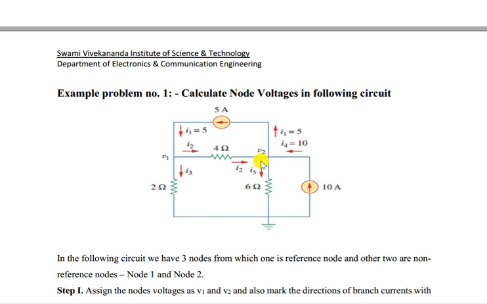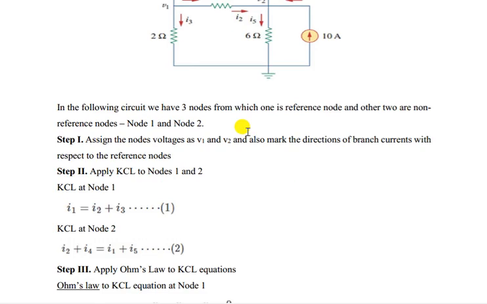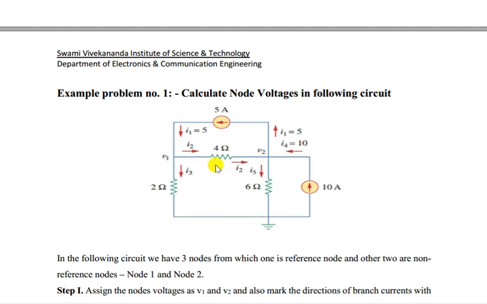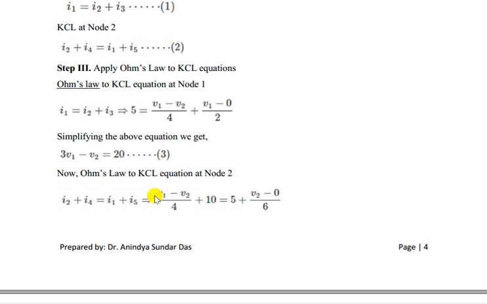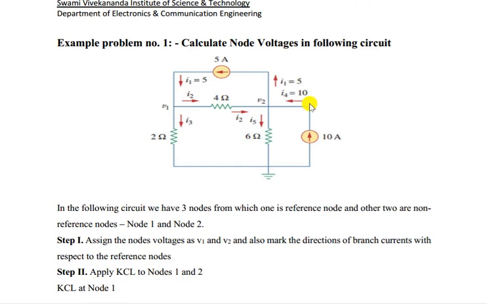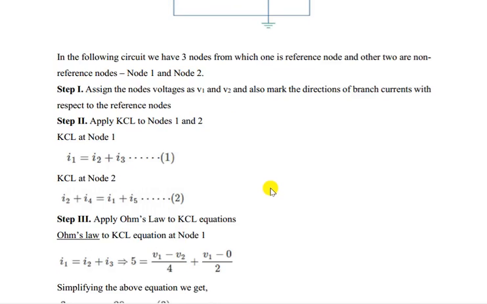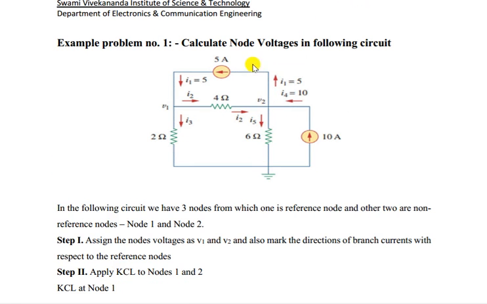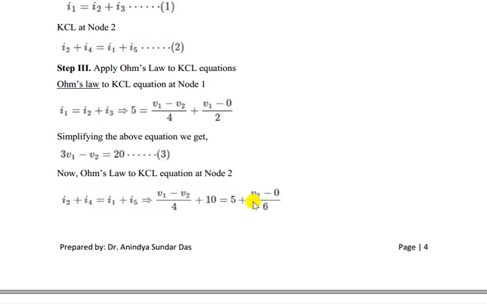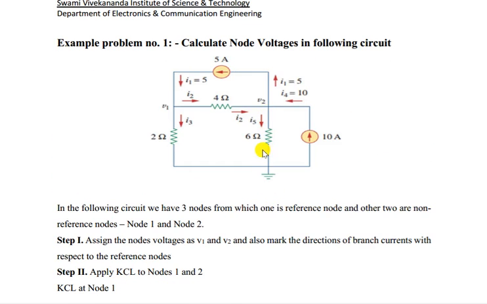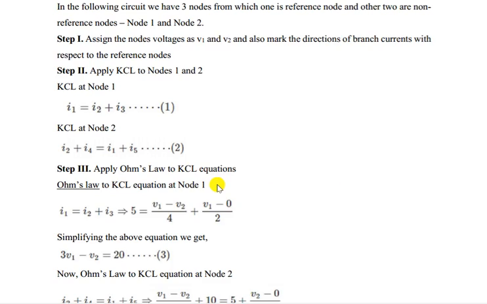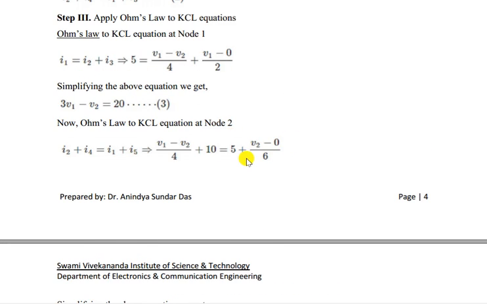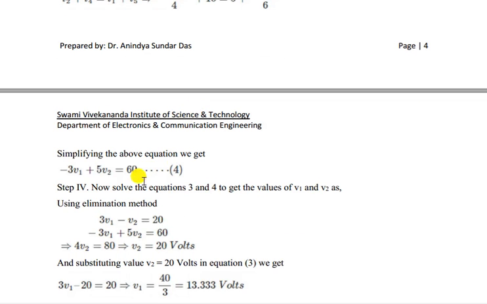Now applying KCL at node 2. Here I2 plus I4. So I2 is this way, so we can write (V1 minus V2) divided by 4. And I4 is entering, so that will be 10. Plus, I1 is leaving, 5 ampere, equal to 5 plus I5. Now I5 is between V2 and 0, so (V2 minus 0) divided by resistance 6. So after solving this equation, we will get equation 4.